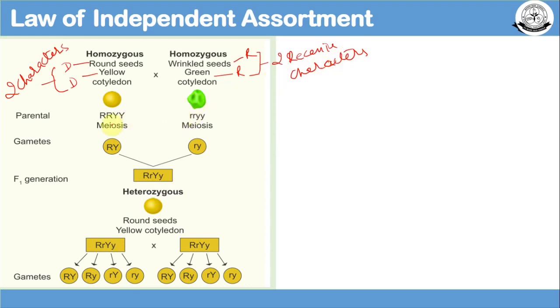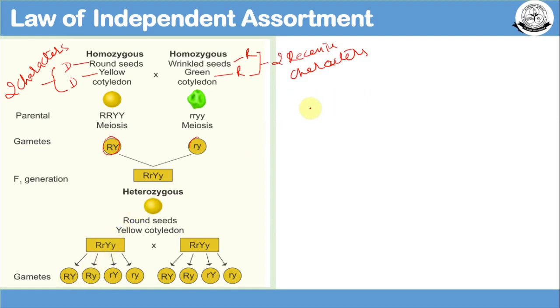So when they combine, for example, we are getting the homozygous dominant characters from parent 1 and the recessive characters from parent 2, and when the hybrid is formed, the hybrid will possess both the characters, which come independently from one another. When this hybrid forms gametes, there will be different combinations.